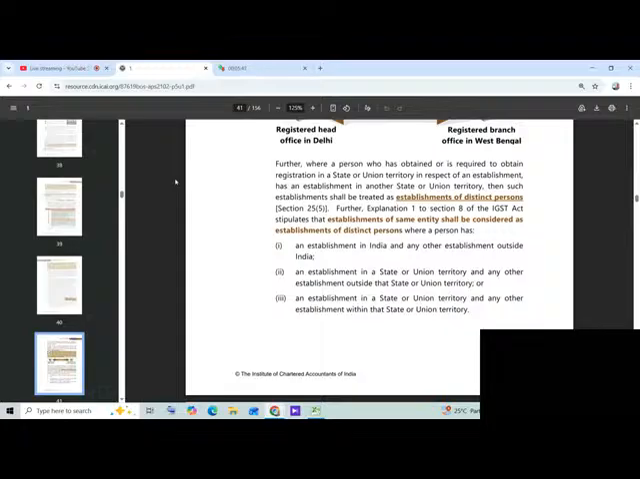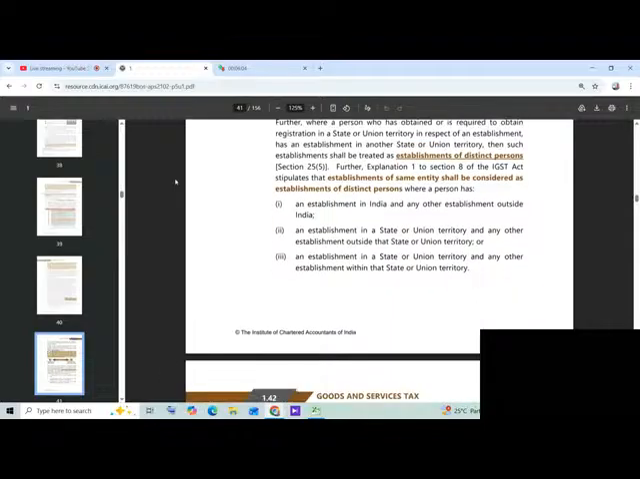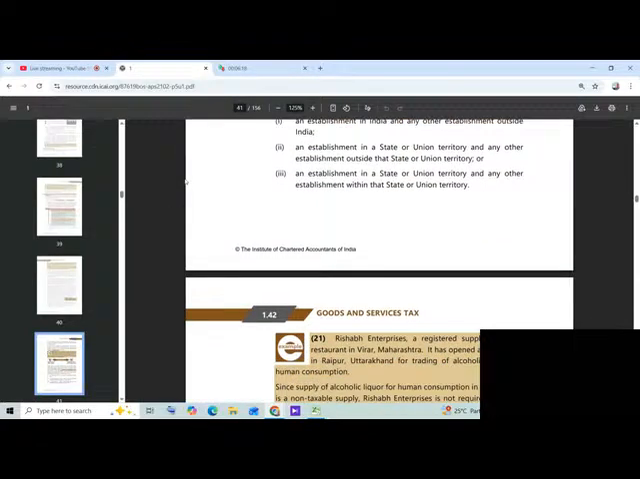Further explanation 1 to Section 8 of the IGST Act stipulates that establishments of the same entity shall be considered as establishments of distinct persons where a person has an establishment in India and any other establishment outside India, an establishment in a state or union territory, and any other establishment outside the state or union territory, an establishment in a state or union territory, and any other establishment within that state or union territory.